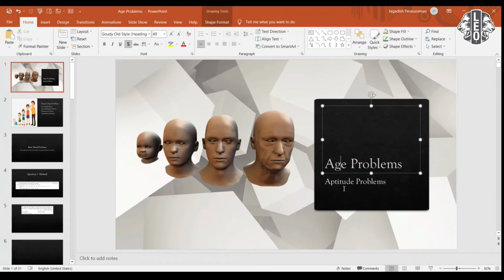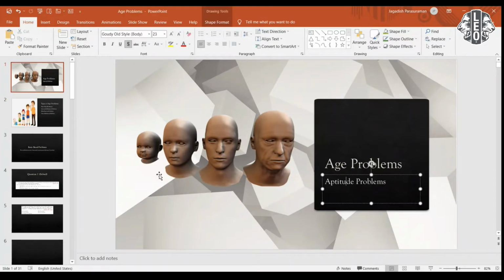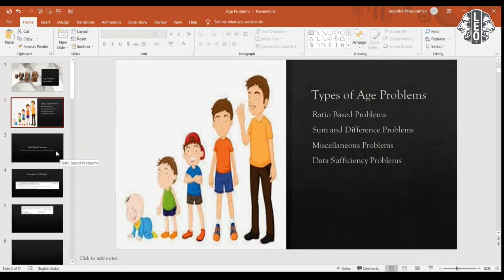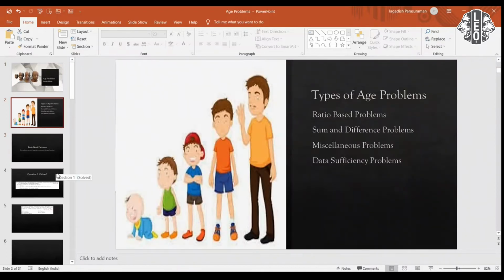Basically, age problems may or may not come, but if they come, they will be very easy. They are quite easy ones to solve and won't take too much time. You maximum need to solve either a linear equation or a simple quadratic equation. It won't be more than that.